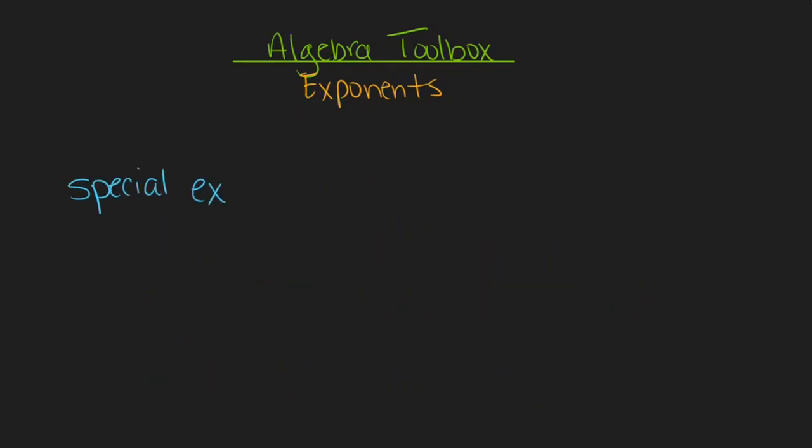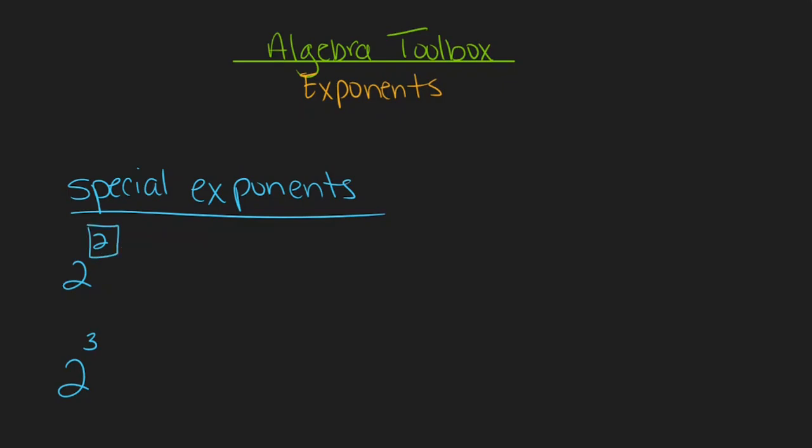There are two exponents that have special names. The exponents of 2 and 3 each have special names. We can still read these as 2 to the 2nd power or 2 to the 3rd power, but we also have additional options for how we can read these. Whenever you have an exponent of 2, instead of saying to the 2nd power, you could also say squared. So whatever that base is, squared. So in this example, we could say 2 to the 2nd power is also 2 squared.